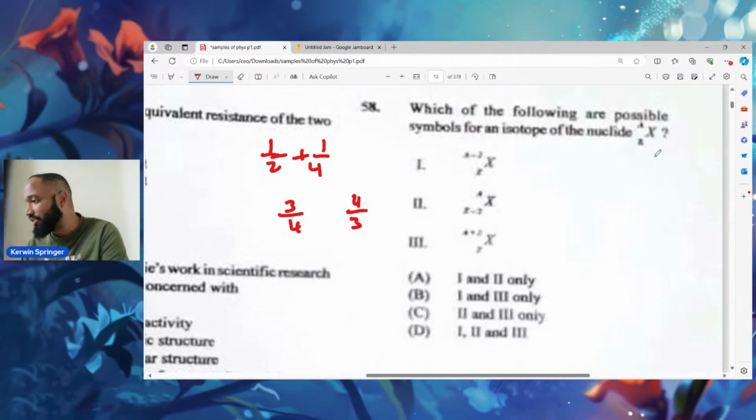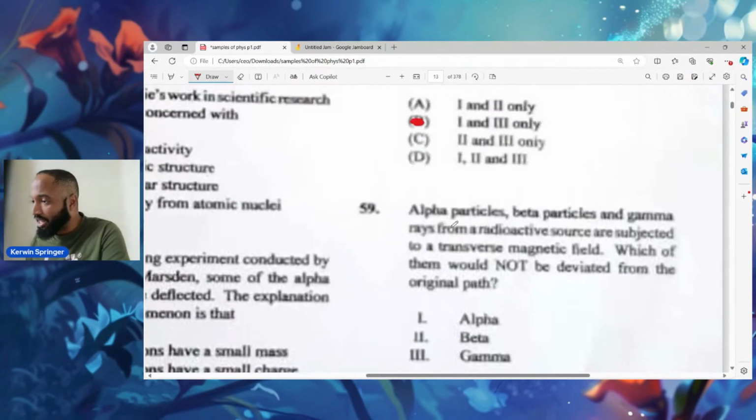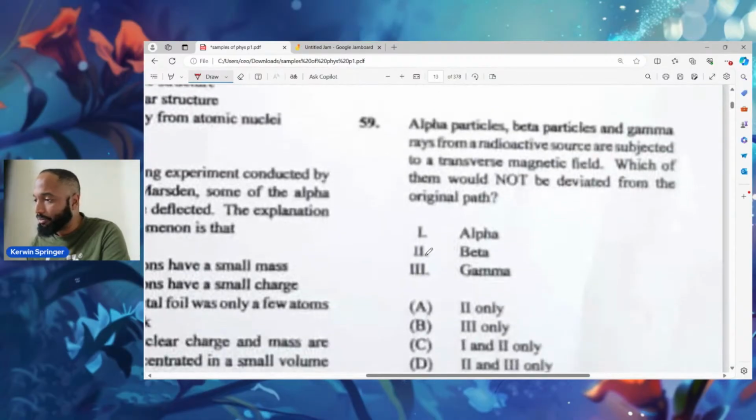Which of the following are possible symbols for an isotope? I can't really see what's going on here. I don't even know what's happening here. So let me just say this is 1, because it's looking like whatever letter was here is the same letter there. So they're switching the mass number. This cannot happen. Let me say this is the same thing as that. So let me say 1 and 3 now. 1 and 3. B is the answer. I can't really see what happened there, but 1 and 3. What you want is that the atomic number, the proton number, remains the same, right?